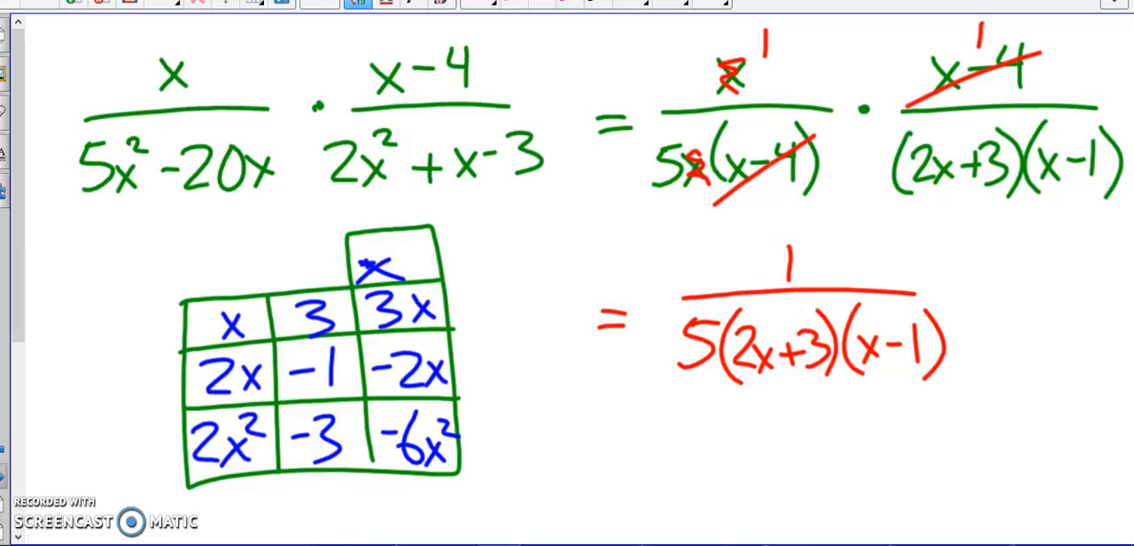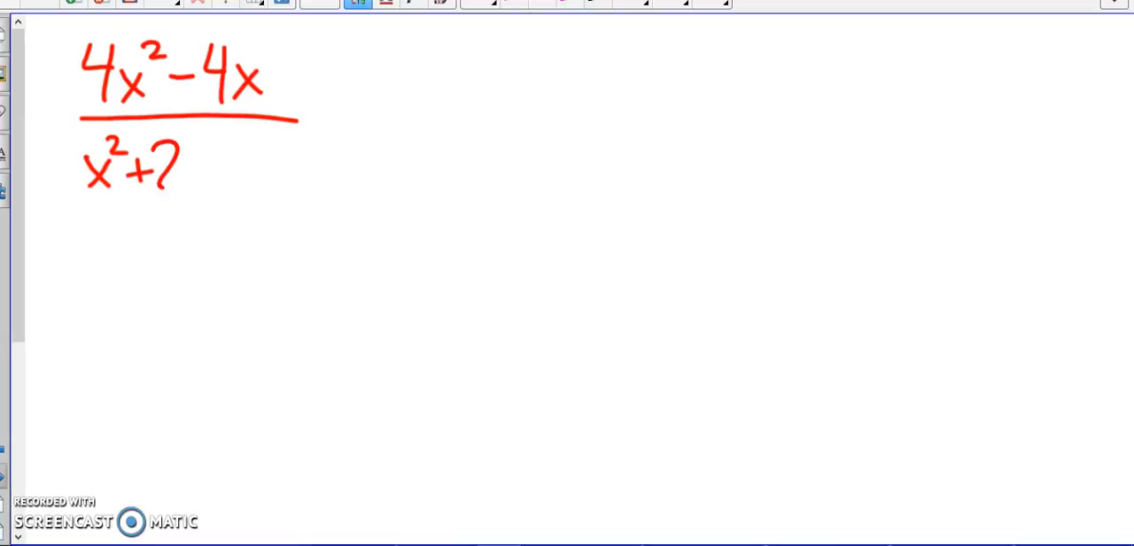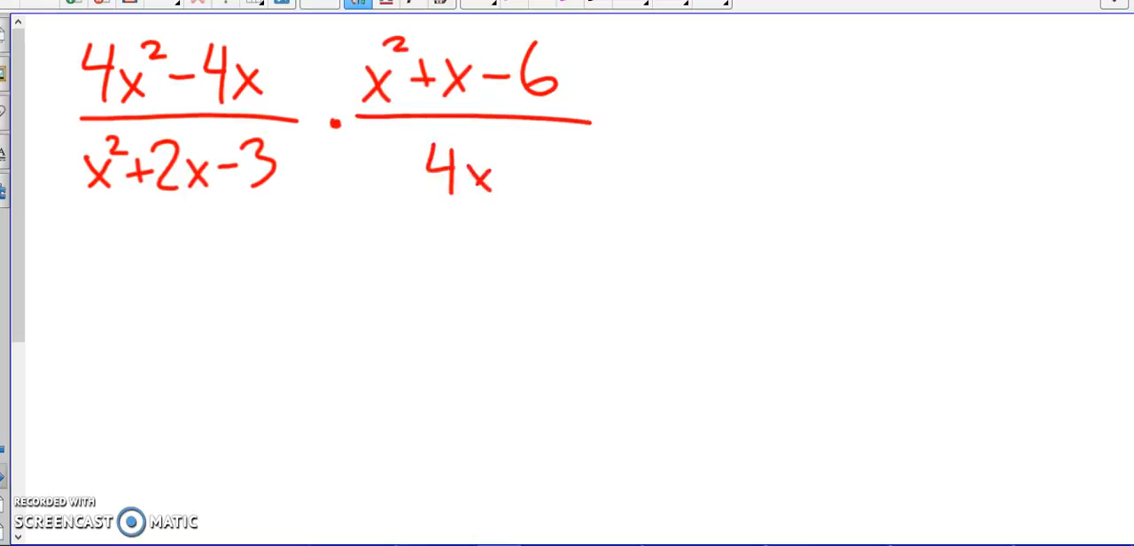All right. Let's try a couple more with the multiplication, then we'll move on to division. All right. 4x squared minus 4x over x squared plus 2x minus 3 times x squared plus x minus 6 over 4x. Once again, we're going to have to make sure this is all factored.